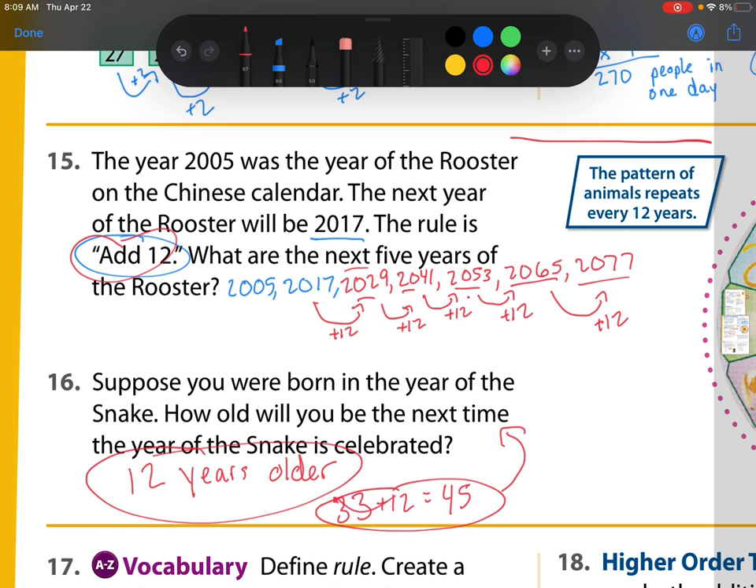Or you could have said, well, I was 0 when he was born. This is what it's really asking. And then the next time would be 12 years later, so you'd be 12 years old. Any of those would be acceptable, but these 2 are the most correct.